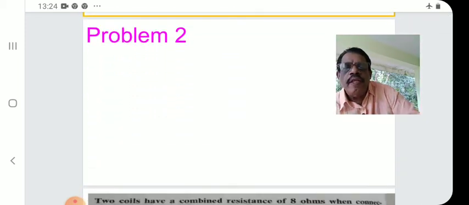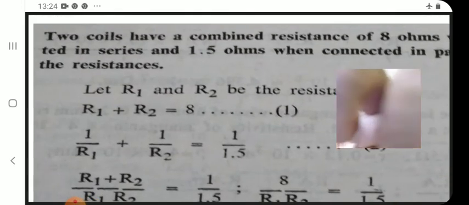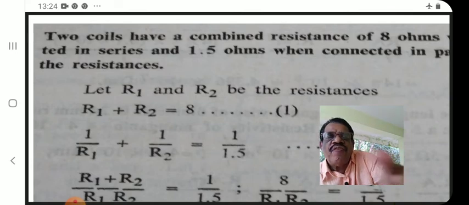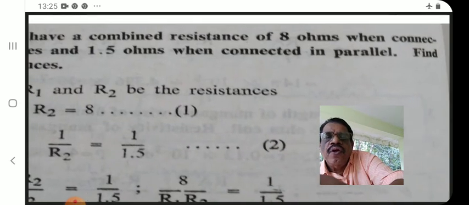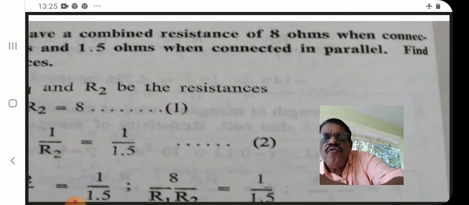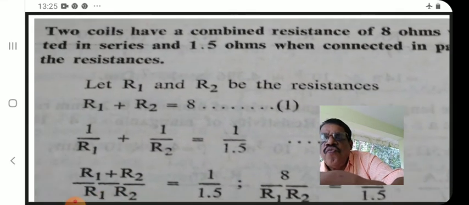Next is problem number 2. Two coils have a combined resistance of 8 ohm when connected in series and 1.5 ohm when connected in parallel. Find the resistances.